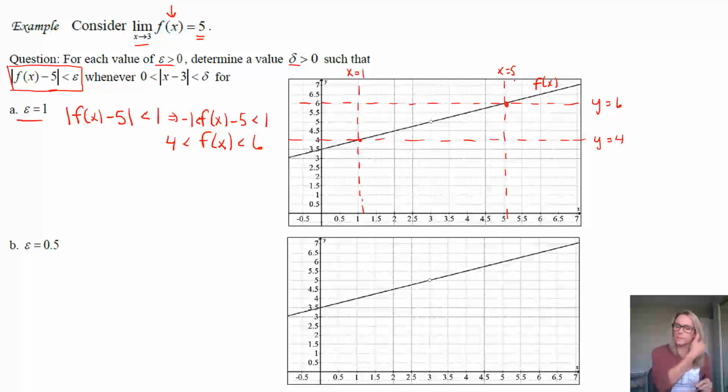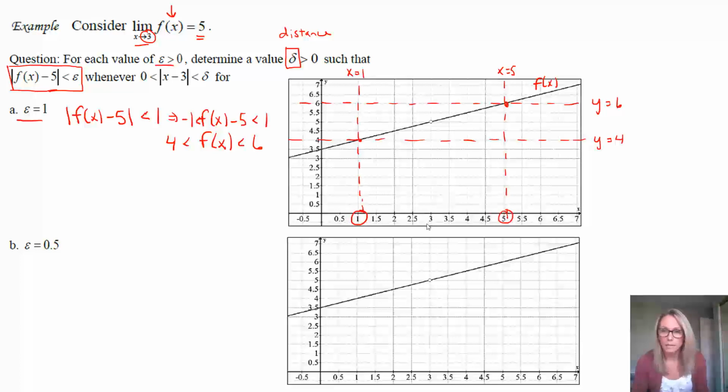So here's the big idea. What this is telling us is that when epsilon is equal to 1, our function will always be between 4 and 6. And when it's always between 4 and 6, the x values for this function will always be between 1 and 5. So here we're thinking about delta. And delta is a distance from what value we're approaching, which in this case is 3, to whatever value it is, that's going to keep that function between 4 and 6. So that's how we're seeing the 1 and the 5.